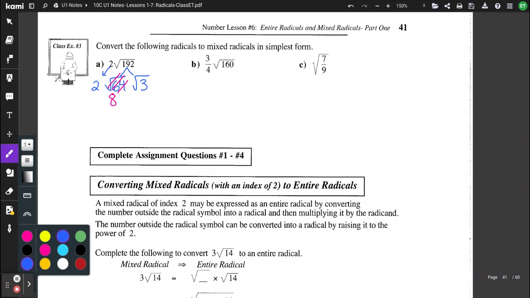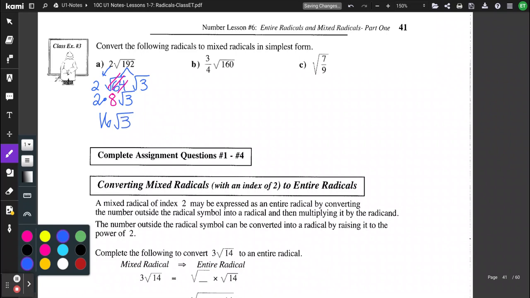The 2 still slid down, and now I put a times sign between them, because side by side means multiplying. And then I write my square root 3. My final answer is to actually do the multiplying. So now 2 times 8 is 16. My final answer will be 16 root 3.